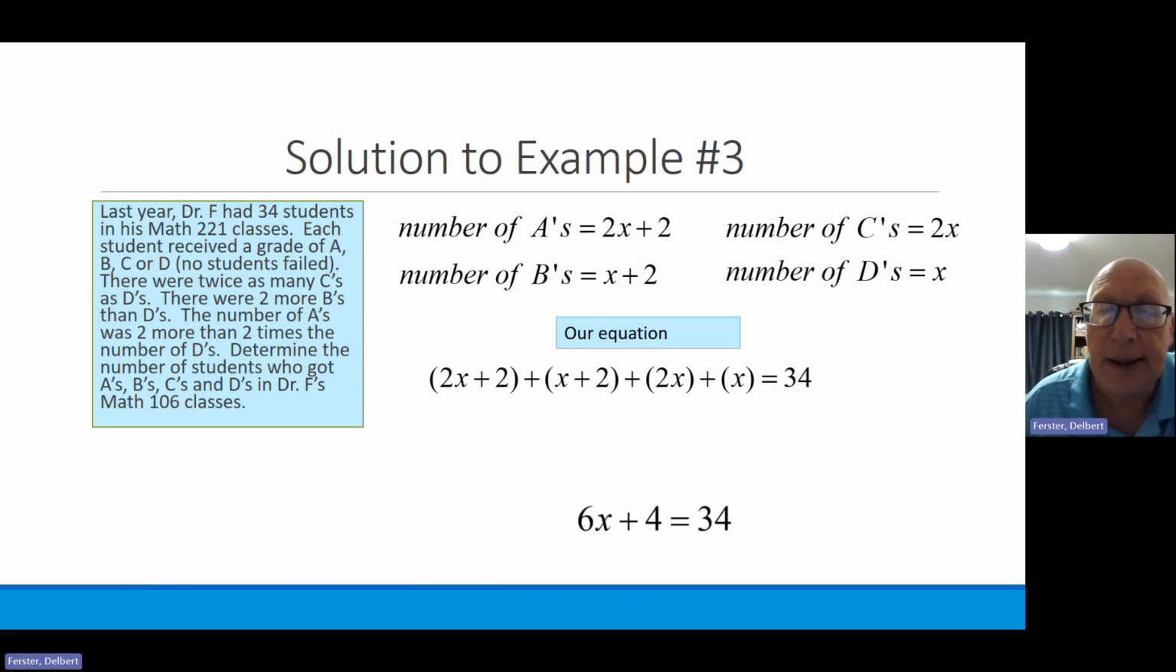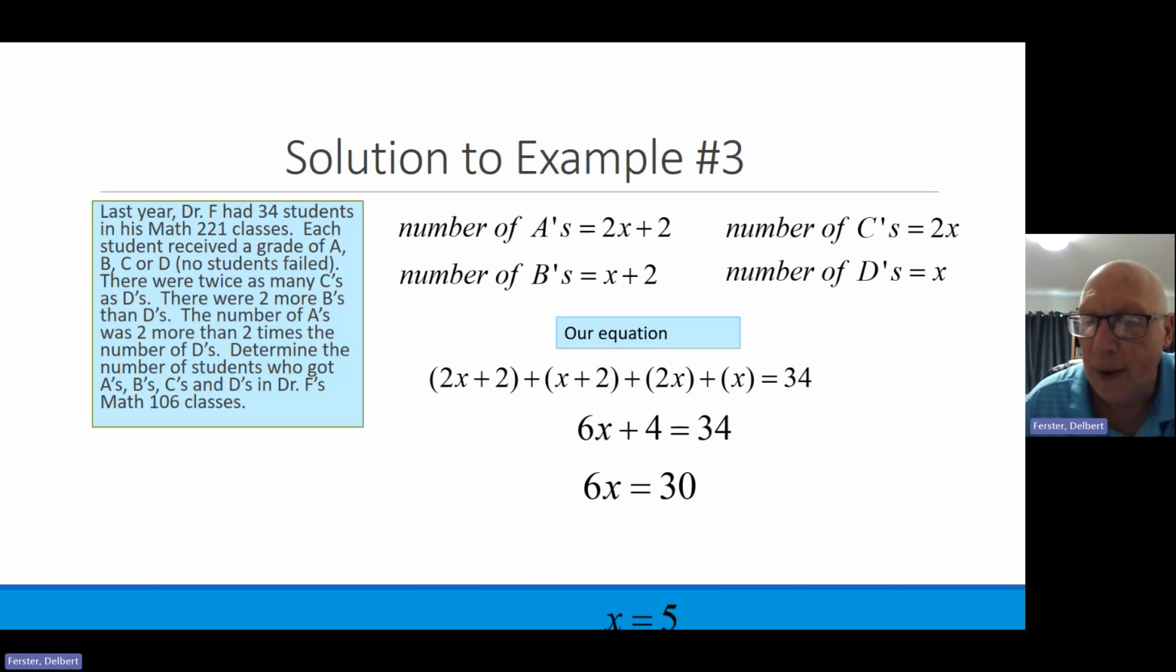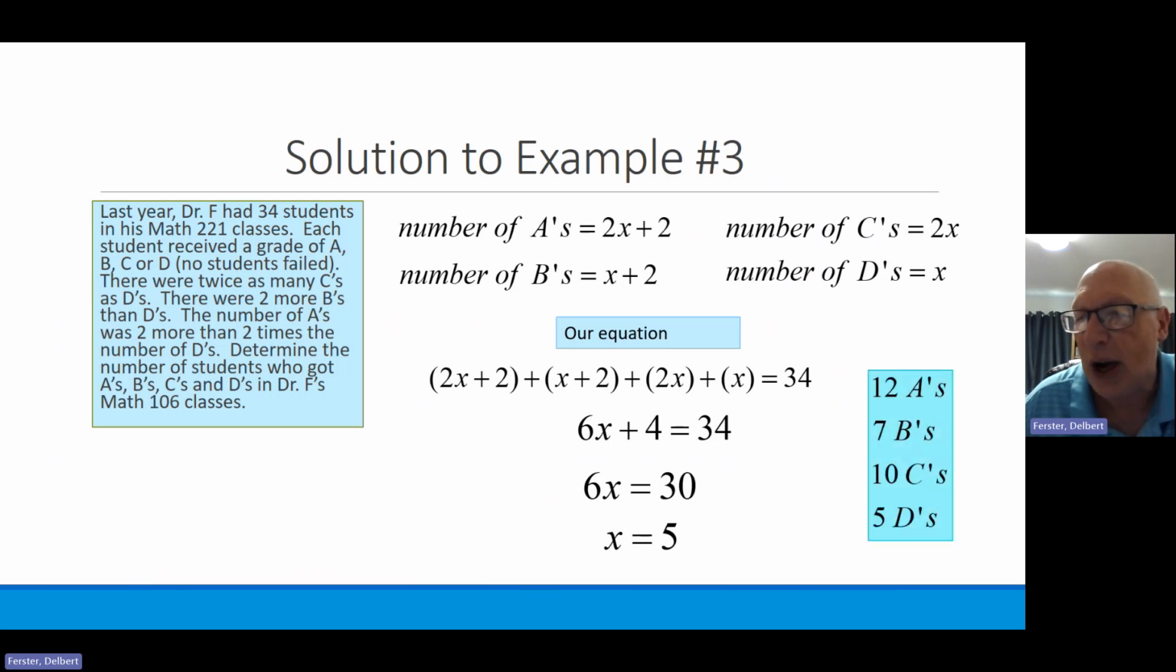All right, welcome to combining like terms with Del. 2x, 2x, that's 6x. Combine a couple of plus 2's for a plus 4. Subtract your 4, divide your 6, and again, you've got a value for x. You're not finished until you represent how many of each particular letter grade. So that's your next challenge.